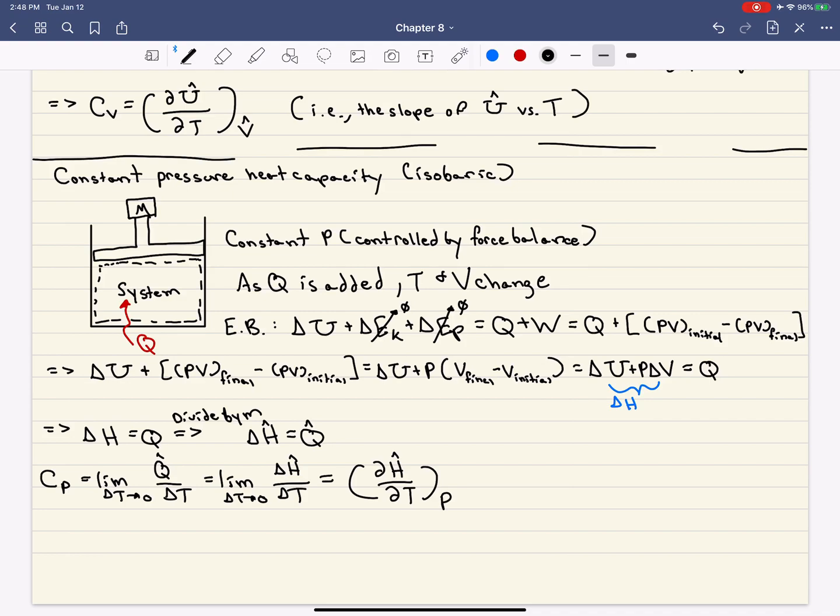If you plotted your specific enthalpy versus temperature, that slope would be the heat capacity for a constant pressure system.